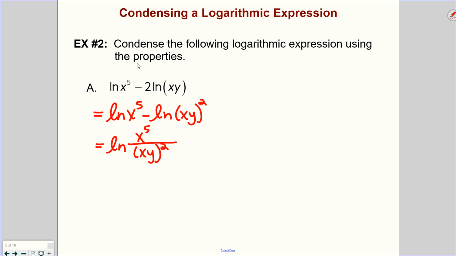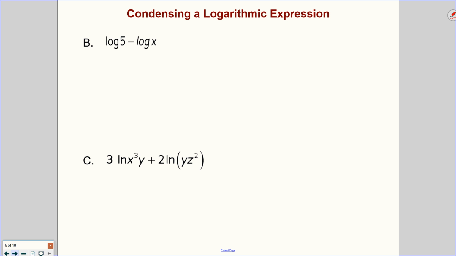Now again, we might feel like we're finished here, but we could simplify it a little bit. The bottom, when you are multiplying and you raise to a power, each thing gets raised to the power. So we can do both of those, and then we can simplify x to the 5th over x squared is x cubed. So we have x cubed over y squared, and then it's ln of all that. So there's another example.